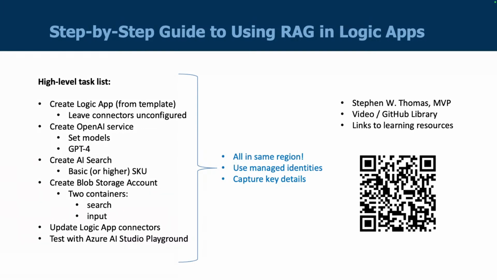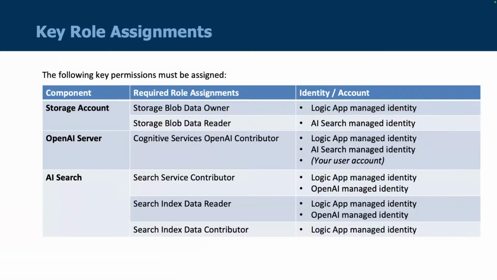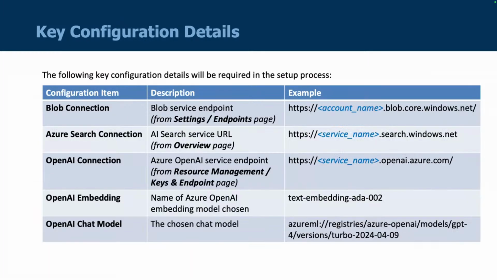And then he talks about how you capture the key details. And those key details, well, first, there's the permissions. So these are the role assignments that you have to configure for everything, and you get a nice list of that. And then these are the configuration points that you have to plug in when you actually build the model. So this is how everything will tie together configuration-wise. So all of this is for the ingestion workflow.